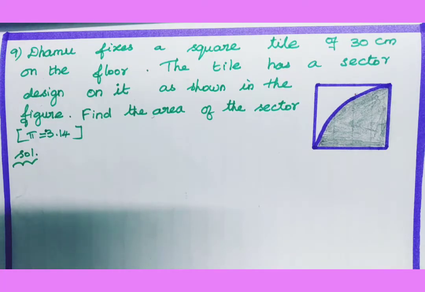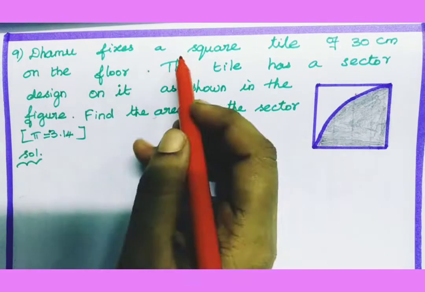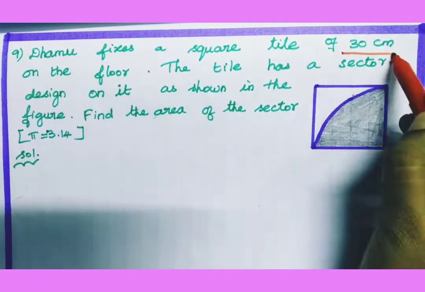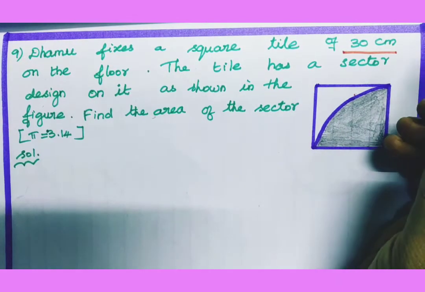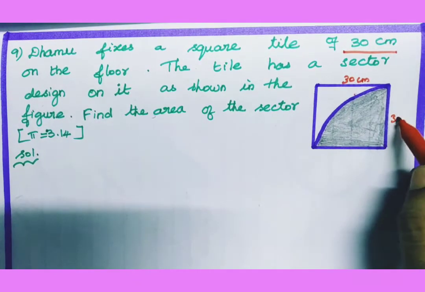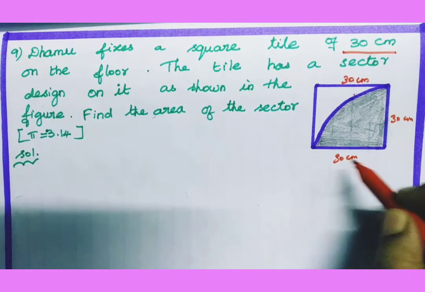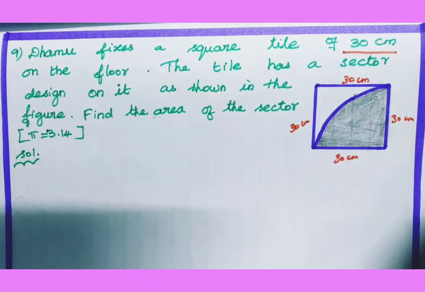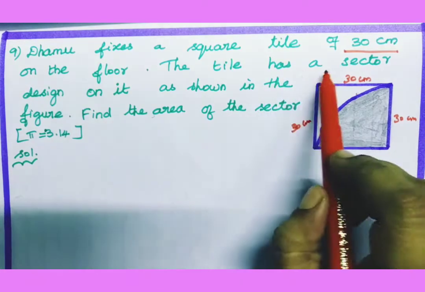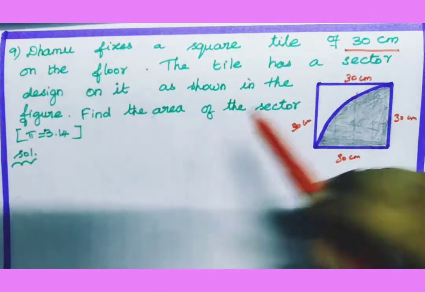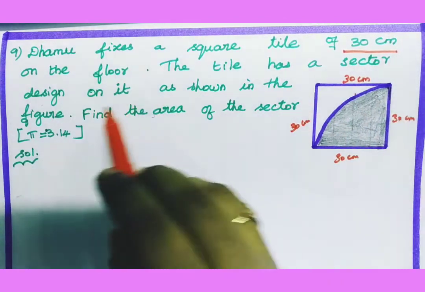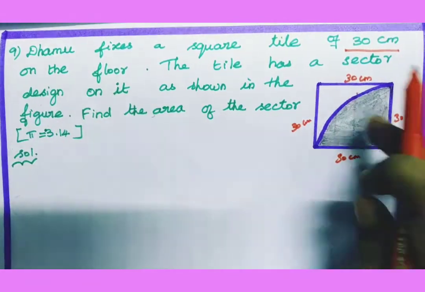Ninth question. A Damu fixes square tiles. The tiles, you know, are square tiles of 30 centimeter. Square means what? All the sides are equal. So, 30 centimeter, 30 centimeter, 30 centimeter and 30 centimeter. Now, the tile has a sector design on it. So, inside, one sector design is there. And as shown in the figure, it is like that.